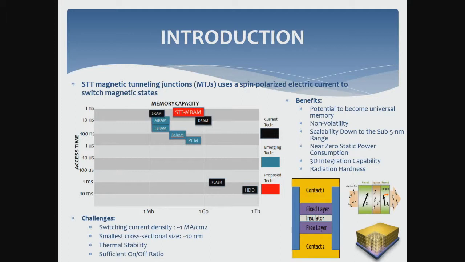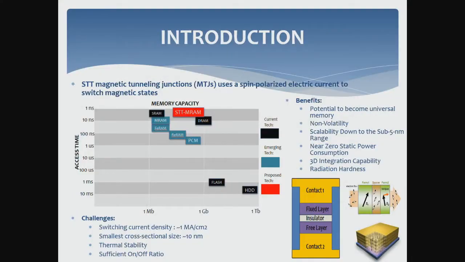As I'm sure you're familiar with, STT-based devices have garnered considerable interest, particularly in the memory department. One of the main benefits of STT-based devices is the potential to become a universal memory due to its non-volatility and its near static power consumption.